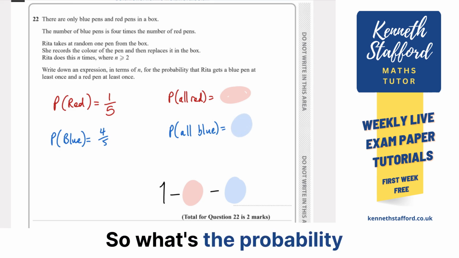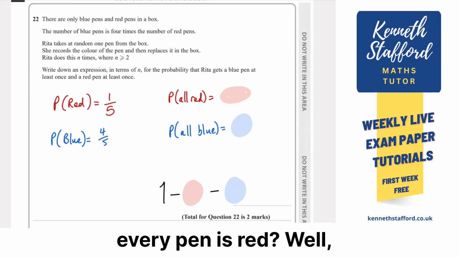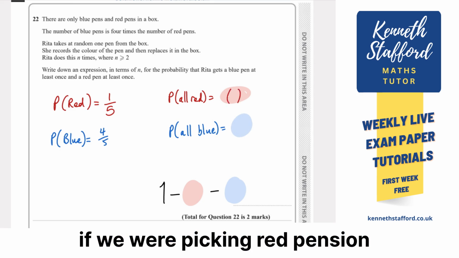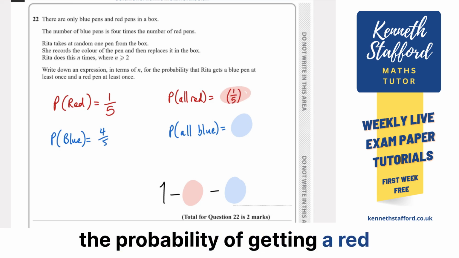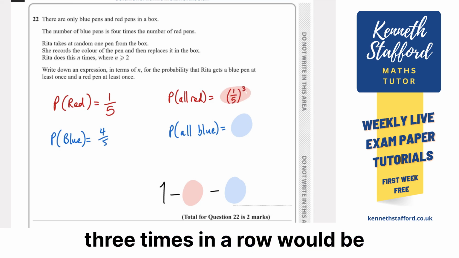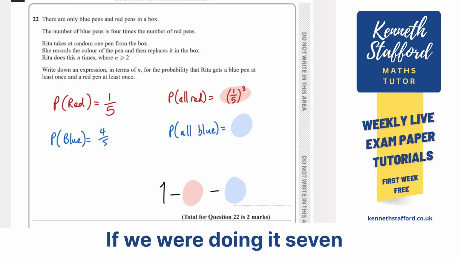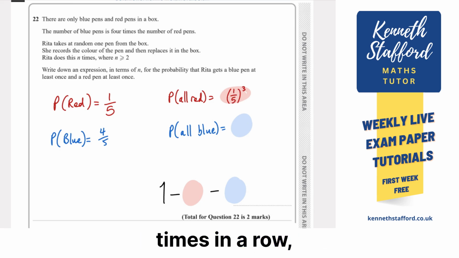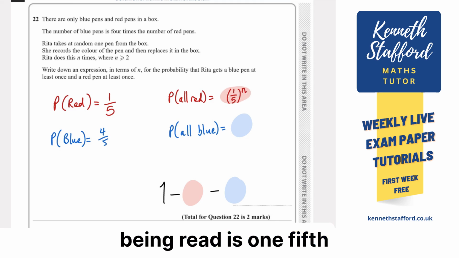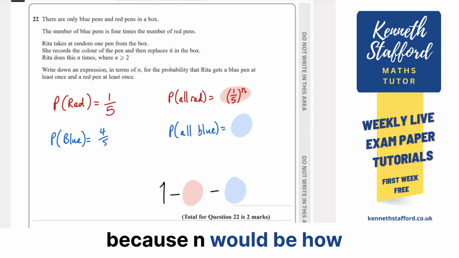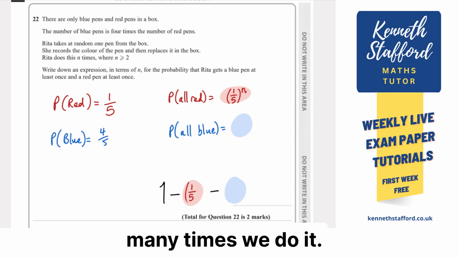So what's the probability every pen is red? Well, if we were picking red pens and we did it 3 times, the probability of getting a red 3 times in a row would be 1/5 to the power of 3. If we were doing it 7 times in a row, it would be 1/5 to the power of 7. But because we're doing it n times, the probability of every pen being red is 1/5 to the power of n, because n would be how many times we do it. So that can go there.